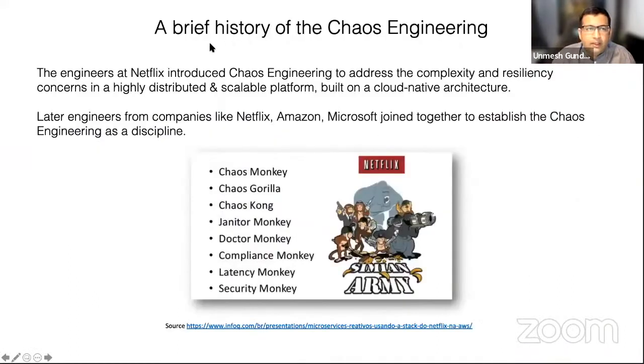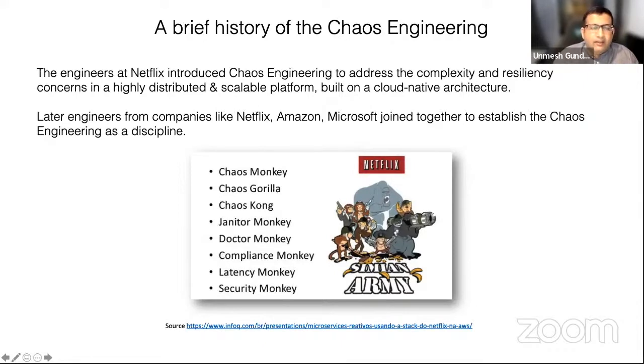So if you look at the history, Netflix introduced chaos engineering for a number of reasons. They were building a highly sophisticated, complex distributed system, which was cloud native in AWS. And they didn't have a big team to look at all aspects of the system. They wanted to build an SRE team, but they were not Google to invest in thousands of SRE engineers.